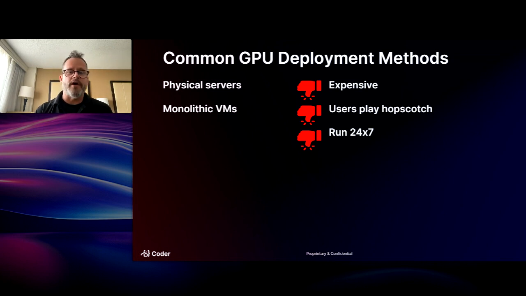The users sometimes have to play hopscotch. We had one client who had dozens of GPU-enabled boxes, and every morning at 9 o'clock it was a race to be the first one on one of the boxes, or even throughout the day, logging in and out to try to find one that wasn't as heavily utilized, so they could get their own core. And these things also run 24/7, so they're expensive. Even if you're using physical servers in-house, they can chew up a lot of power. But if you want to run monolithic VMs in the cloud 24/7 with GPUs enabled, it's going to cost a lot of money.